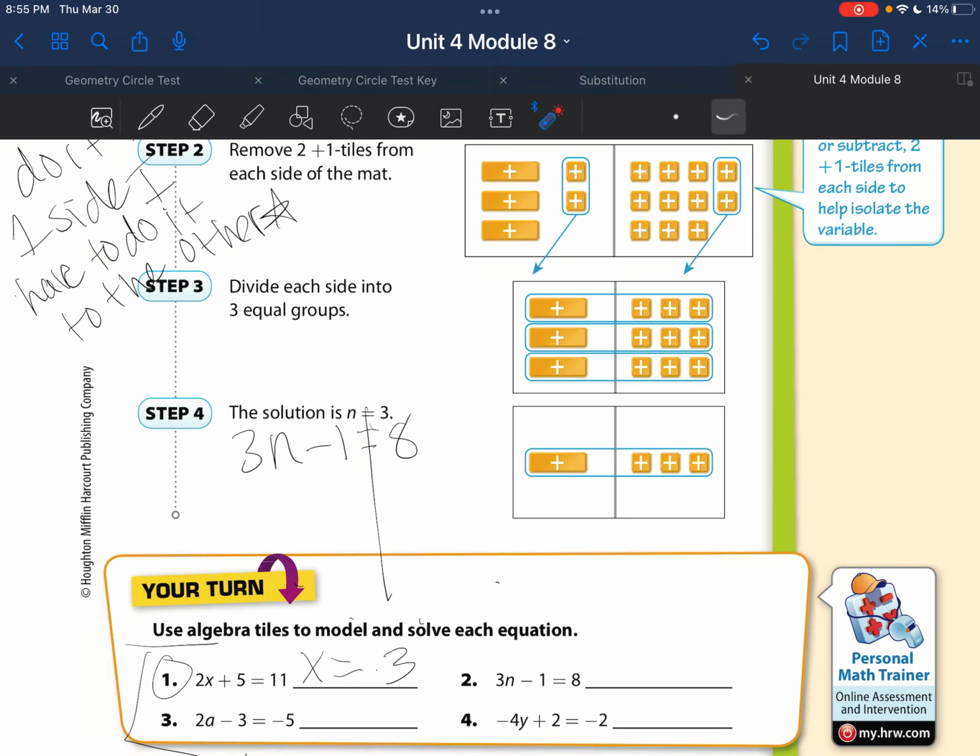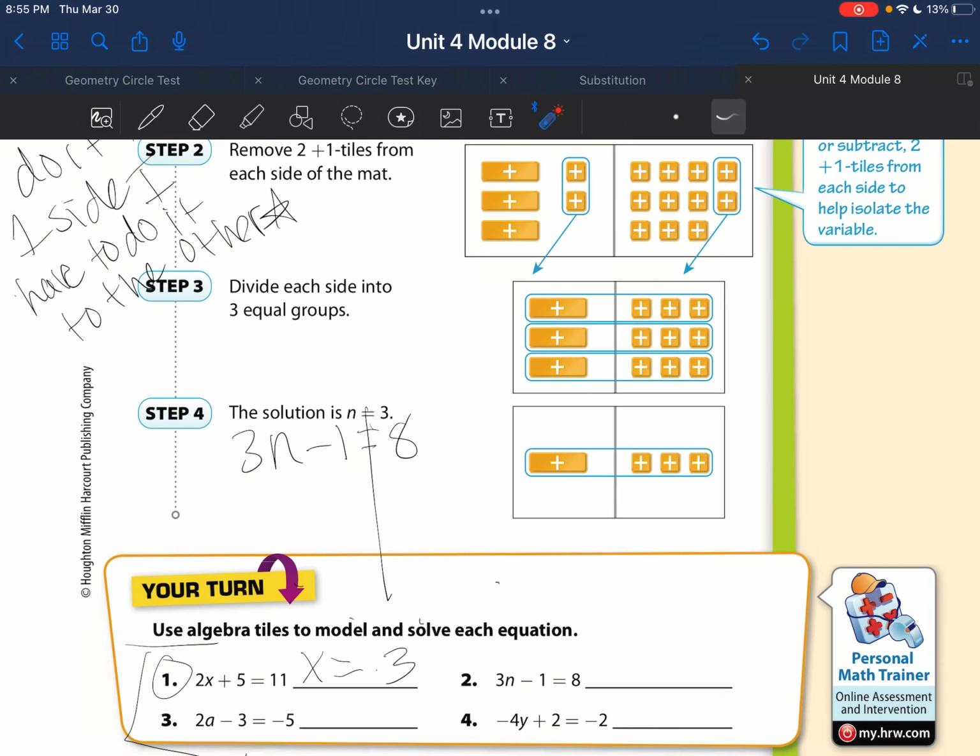Next, I can't do this first because it's connected. I want to do what's furthest away from my variable. My variable for this one is a new letter, which is n. That means the exact same thing as x. Don't get too worried or bent out of shape. They use different letters sometimes. It all means the same thing. We're just trying to figure out what that letter is.